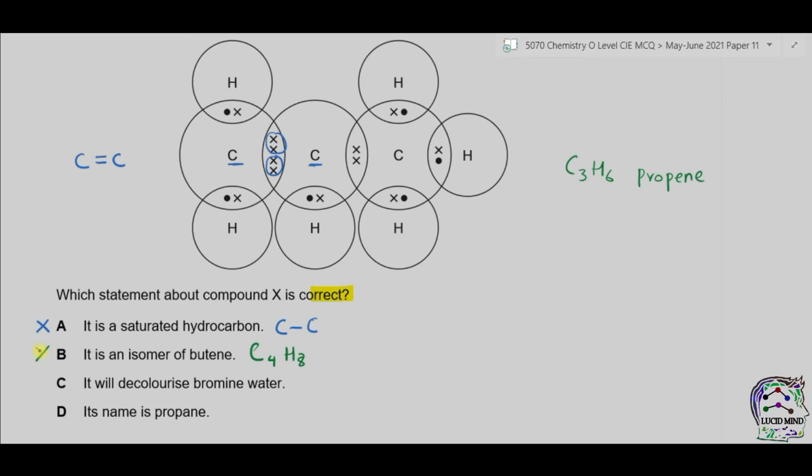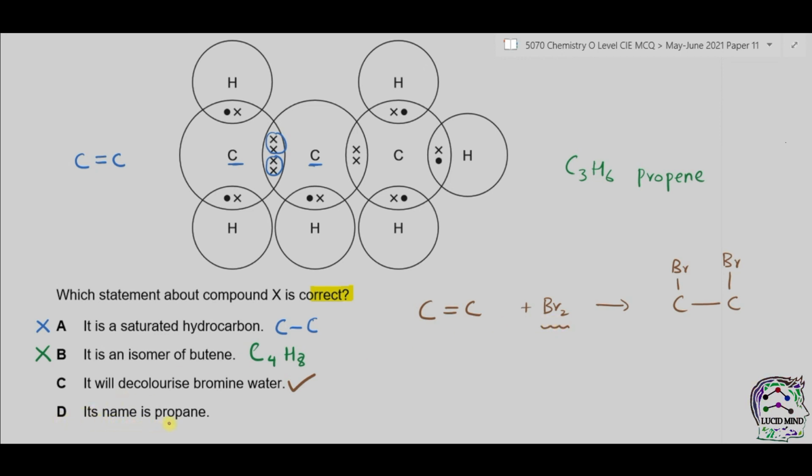B is wrong. Part C, it will decolorize bromine water. This is true because all alkenes can react with bromine and the double bond is converted into a single bond. Bromine atoms are attached to the carbons that made the double bond. So when bromine reacts, its color becomes decolorized.